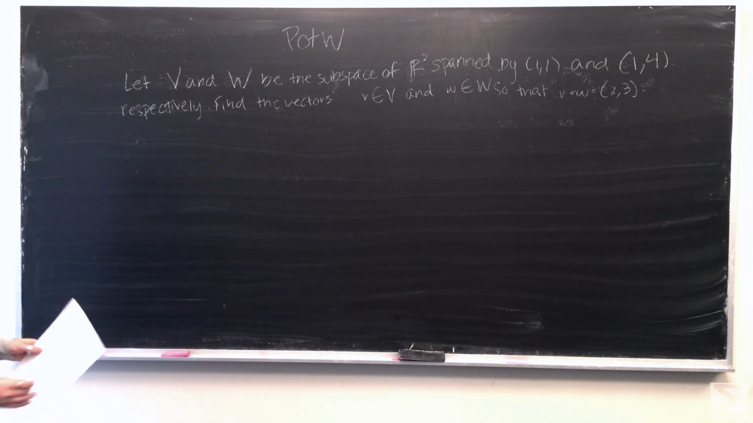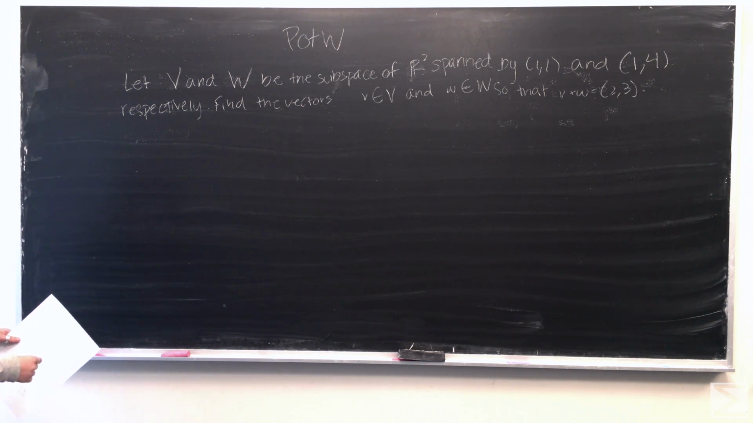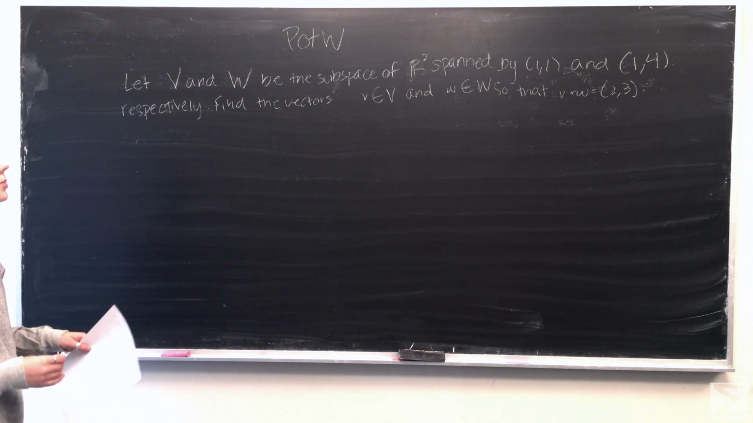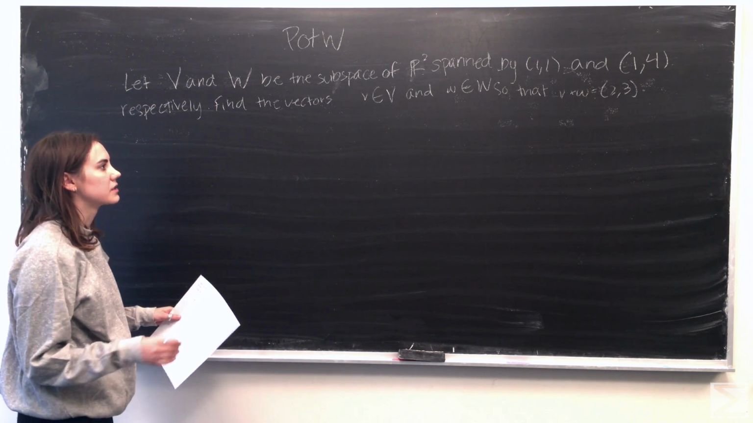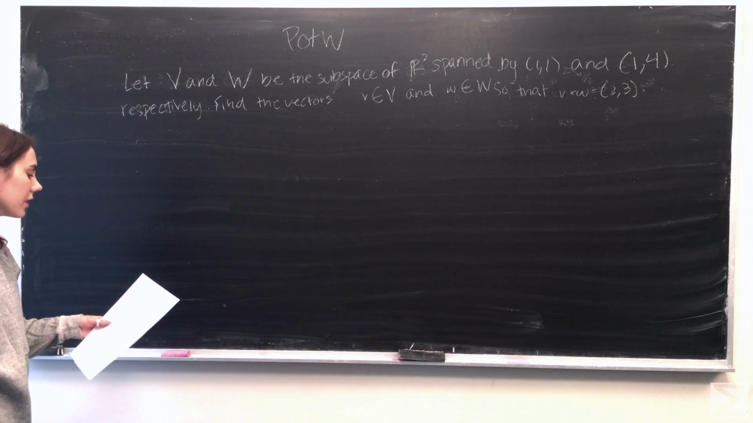This week, the problem is: let V and W be the subspaces of R2 spanned by the vectors (1, 1) and (1, 4), respectively. Find the vectors v belonging to V and w belonging to W so that v plus w is equal to (2, 3).